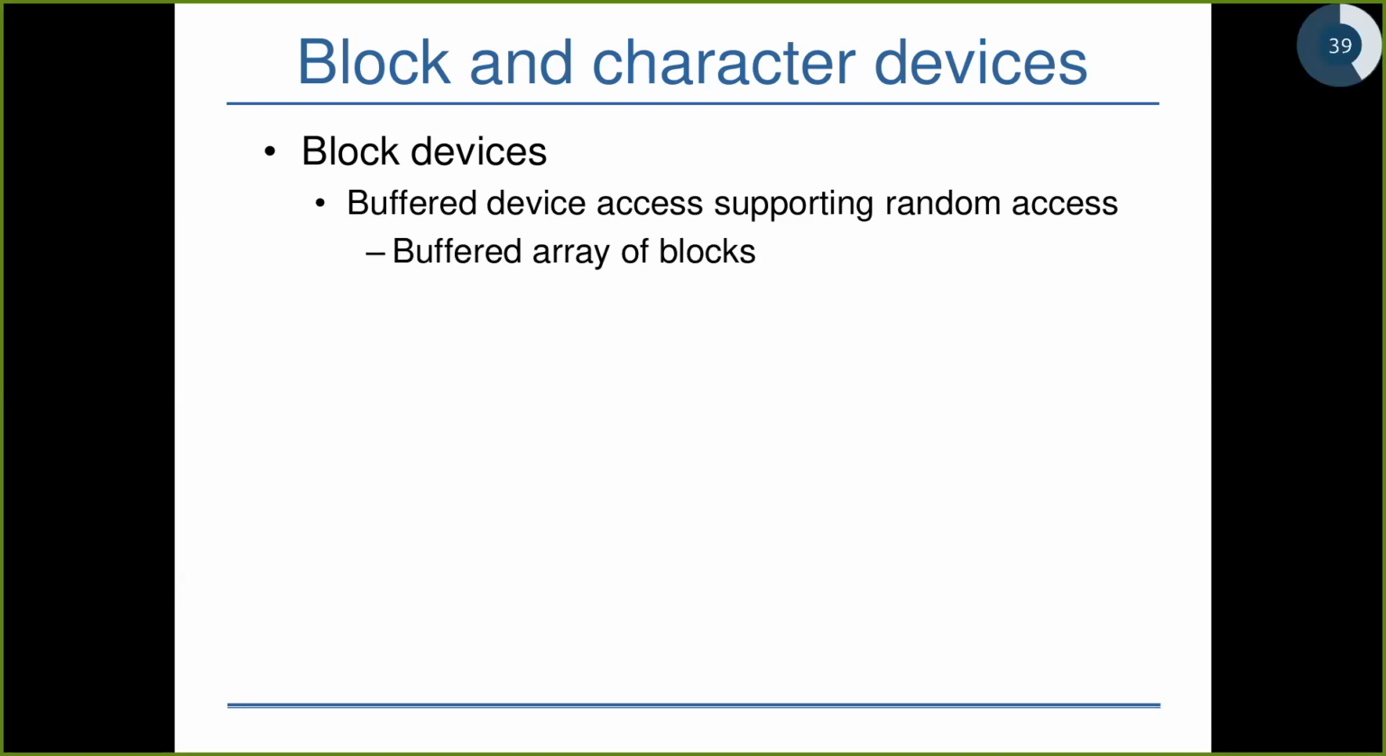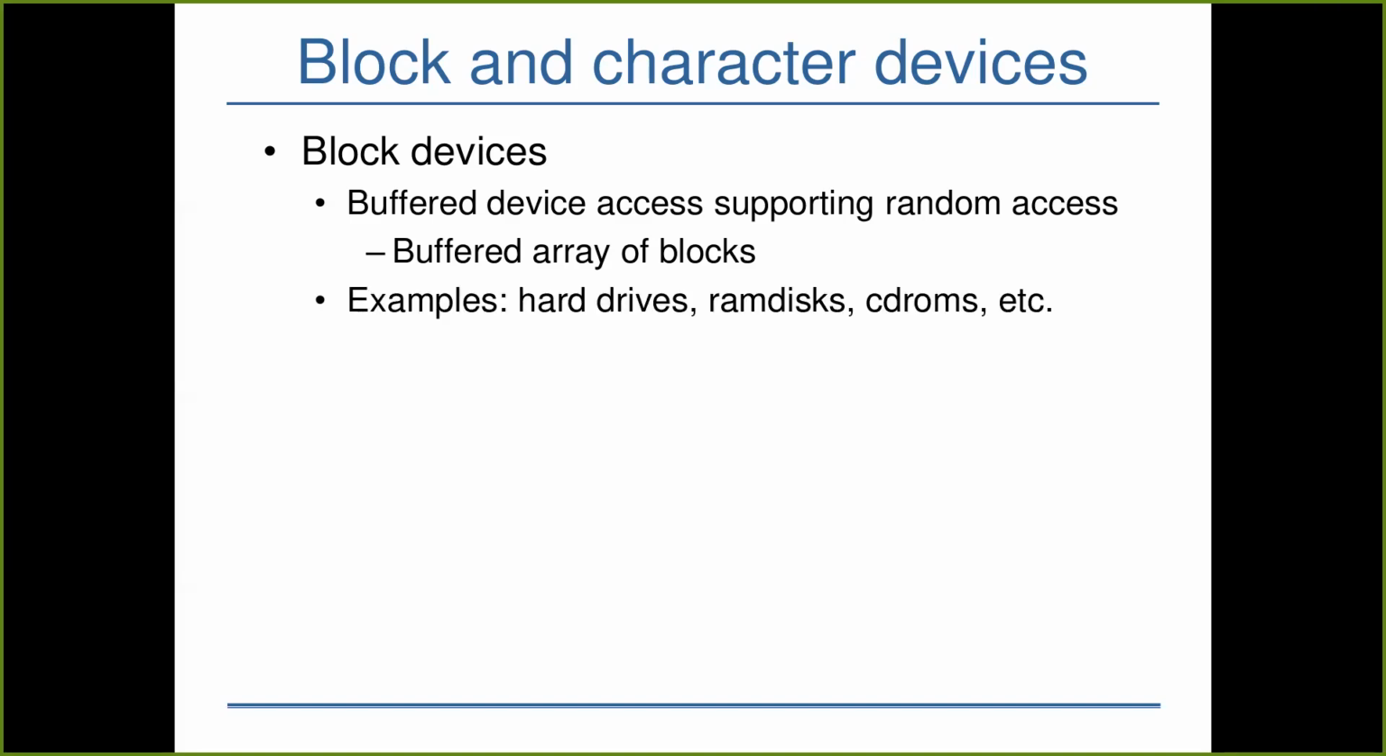You can view this as a buffered array of blocks, maybe blocks of 512 bytes, or nowadays 4 kilobyte blocks and so on. By the way, don't confuse it with the file system block, because a file system block can be larger than the underlying block size on the physical device. You can have 4 kilobyte blocks in a file system and 512 bytes on a physical device.